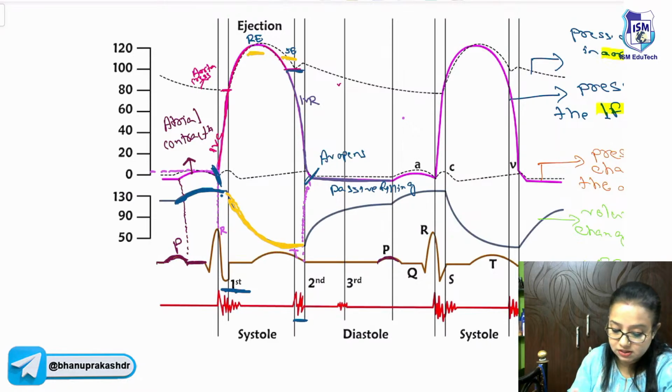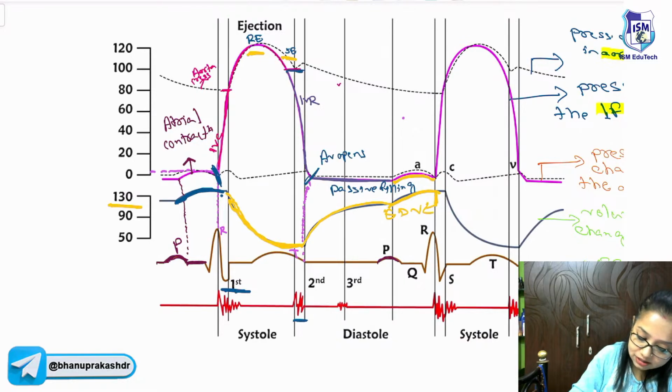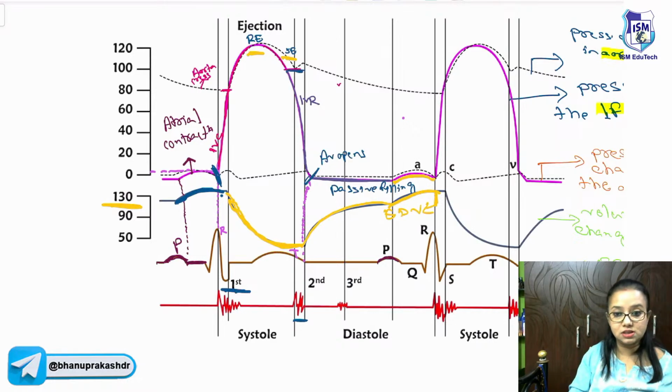Okay, ejection phase. Again, passive filling. Again you see the ventricle is receiving blood, passive filling, and this hump is the active filling. So together there is so much increase in the volume of the ventricle. This one is the end diastolic volume, which is shown as 130 ml here. Okay, so the pressure change in the ventricle is done. Volume change in the ventricle is done.